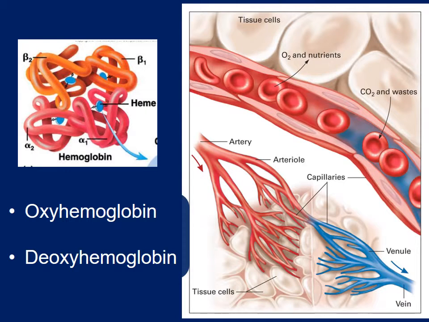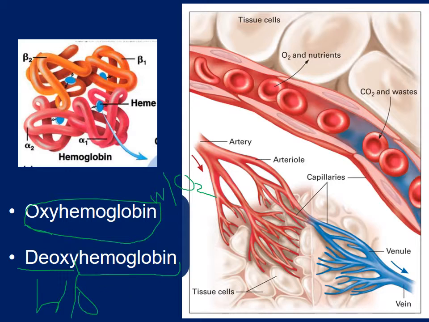And when oxygen is connected to the hemoglobin, we call that oxyhemoglobin. When it's deficient in oxygen, it'd be nice if we just called it hemoglobin, but we actually call that deoxyhemoglobin. So 2 different words to know. Oxyhemoglobin is when it has oxygen bound to it, and deoxyhemoglobin is without oxygen.